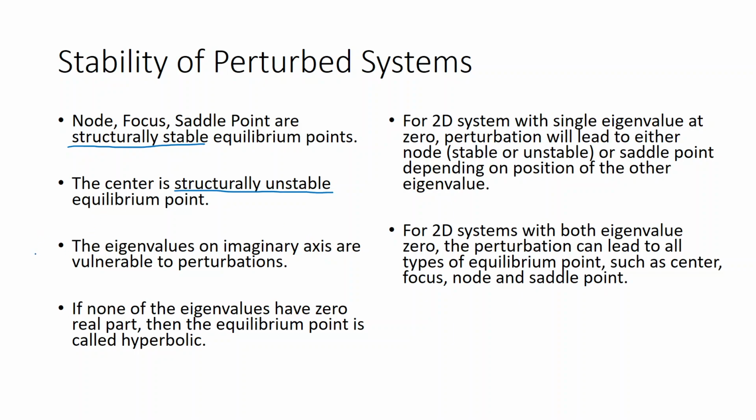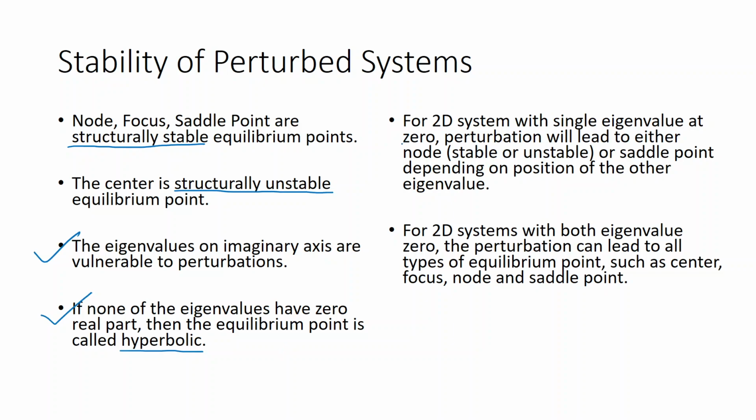So the conclusion is that eigenvalues on the imaginary axis are vulnerable to perturbations, and we have a different category of terminology which is called hyperbolic equilibrium points. This we refer to those equilibrium points where we don't have a zero real part. So none of the eigenvalues will have a zero real part. So even if you have real eigenvalues with one as 0, then it will not be hyperbolic. So none of the eigenvalues should have 0 real part.